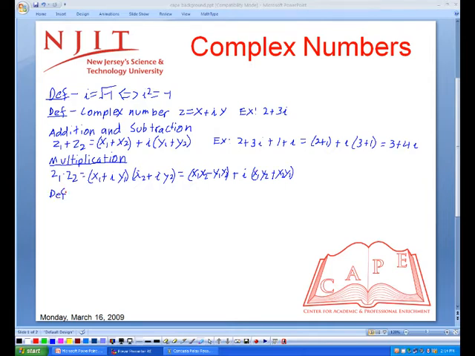Now for our last definition, we define complex conjugates. Unlike real numbers, complex numbers have conjugates. The complex conjugate of z is said to be z bar, which equals x minus iy. So for example, i bar equals negative i.